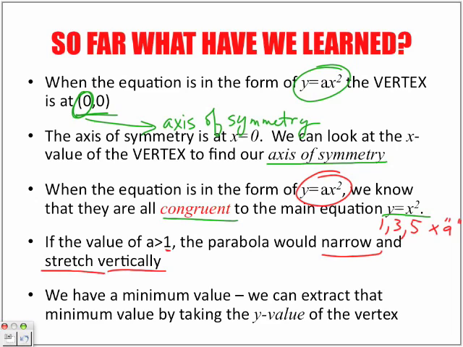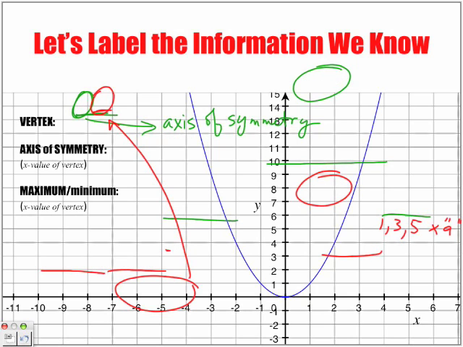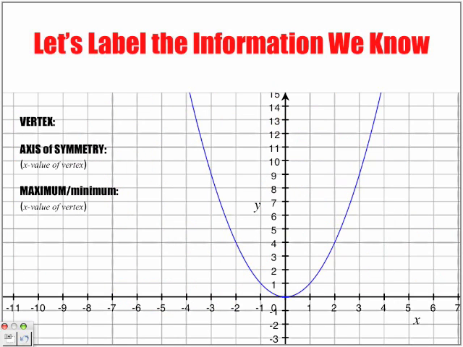And lastly, we have what we call a minimum value, because we can extract that minimum value by taking the y value of the vertex. So if we take this y value here of the vertex, this y value will give us our minimum value. So let's label the following equation in terms of the information that we found.